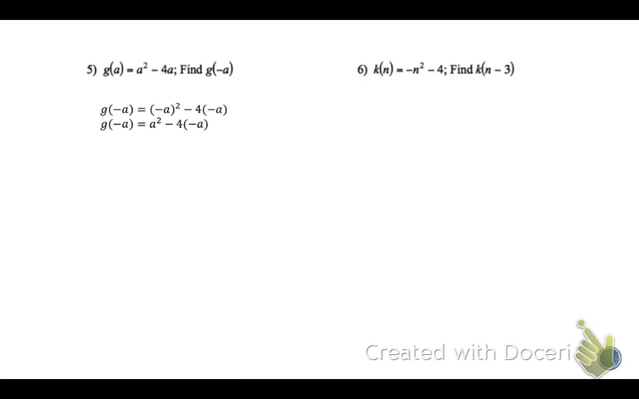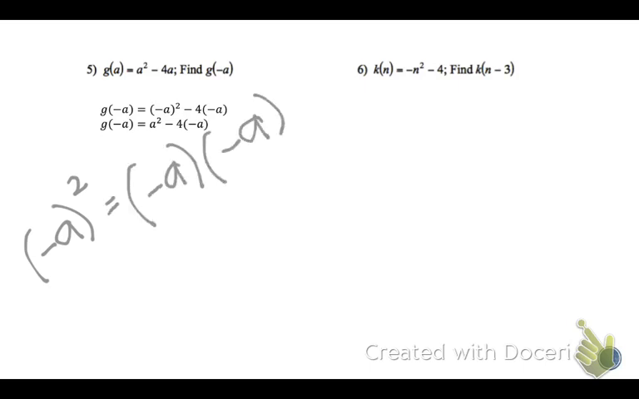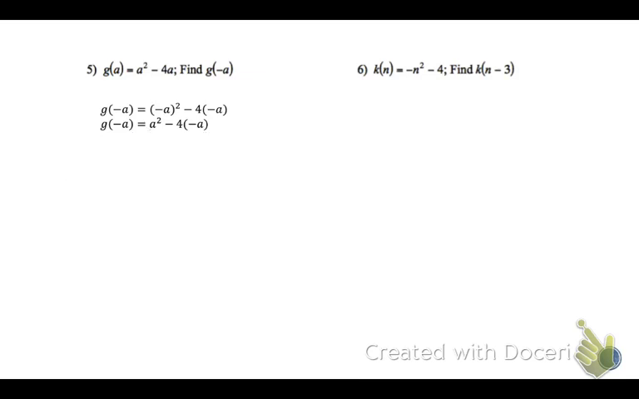And if you can't really see that, so if we have negative a squared, that is the same thing as negative a times negative a. Negative times a negative is a positive. A times a is a squared. So that's why this just became a squared. Okay? Now, that negative 4 times negative a becomes a positive also, so that becomes a squared plus 4a. So g of negative a equals a squared plus 4a.